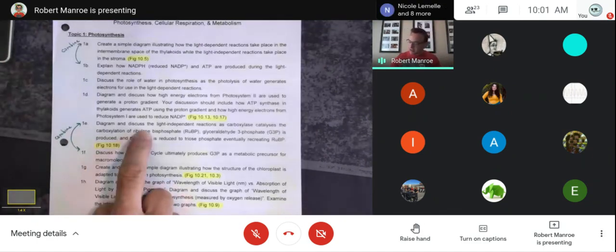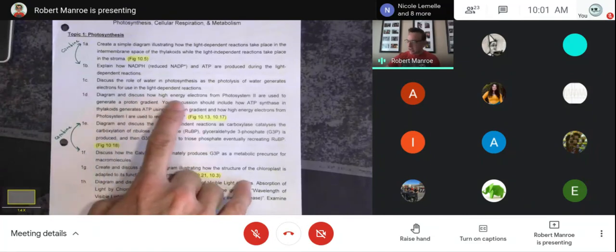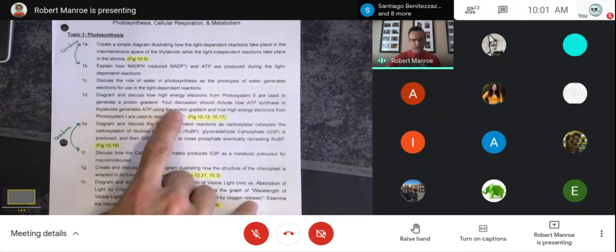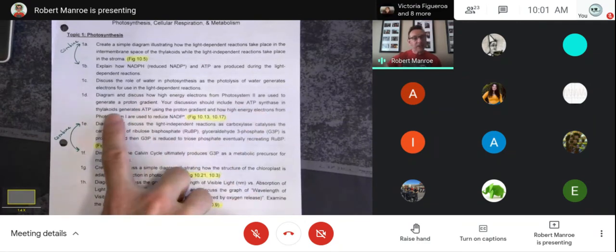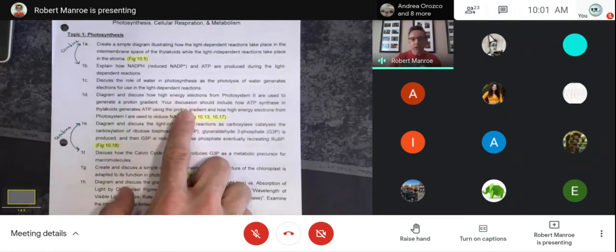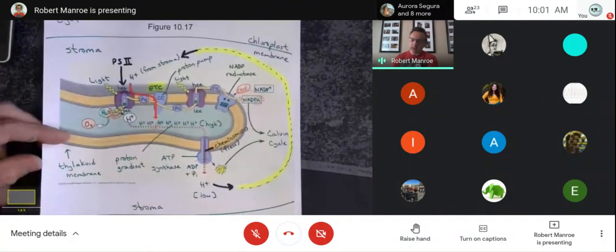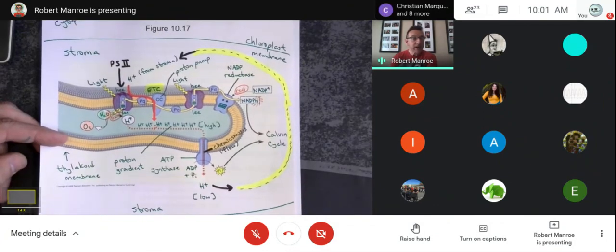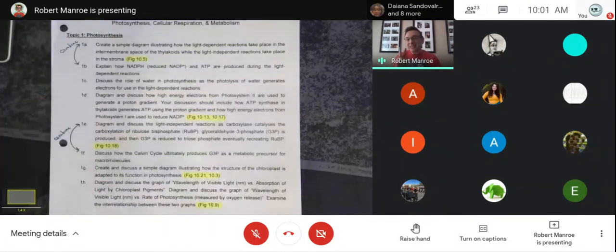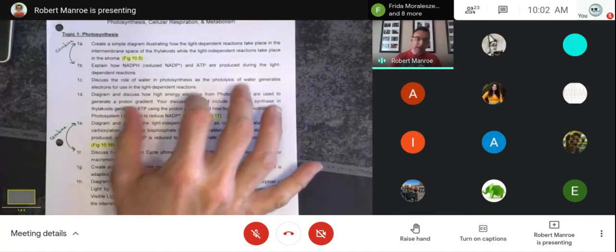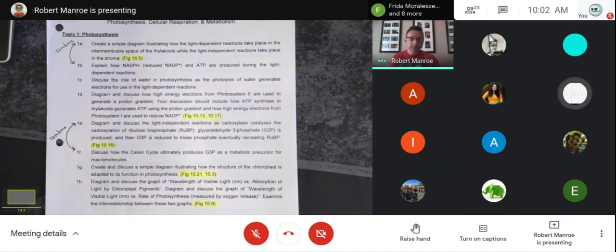Then we go back to the questions and it says, diagram and discuss how high energy electrons from photosystem 2 are used to generate a proton gradient. Your discussion should include how ATP synthase in thylakoids generates ATP using the proton gradient. If you had read this question an hour ago, you'd be like, what are they talking about? This question is what we just talked about with the electron transport chain and the proton gradient. So we start with the diagrams first and go back to the questions second, because we have to go through all of these images in order for the vocabulary to make sense. Okay, thank you.